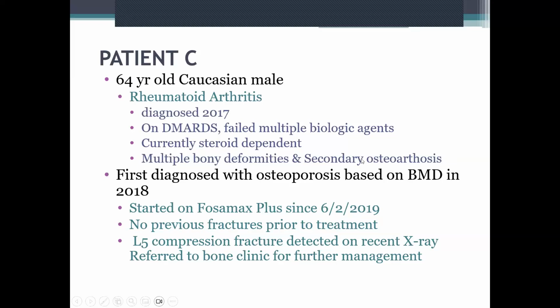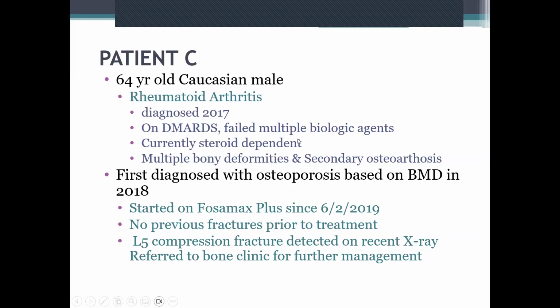All right, now we have another patient. This is a 64-year-old male with rheumatoid arthritis since 2017. Now this patient has very bad arthritis. He's steroid dependent. He's got multiple bony deformities and secondary osteoarthrosis. So just from the scenario, you can identify someone who has multiple reasons for secondary osteoporosis.